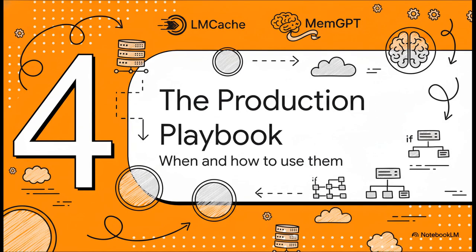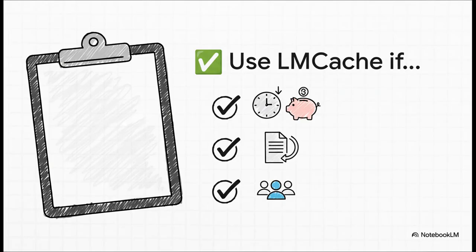So let's get practical. Now that we know what they do and where they live, how do you decide which one to use, or maybe both, in a real-world production system? Let's make a playbook. Okay, here's your checklist for LMCache. Is your main pain point latency and cost? Is your time to first token just way too slow? Do you serve tons of users and have lots of repeated prompts? If you're sitting there nodding yes to these, LMCache is going to be a fantastic fit for you.